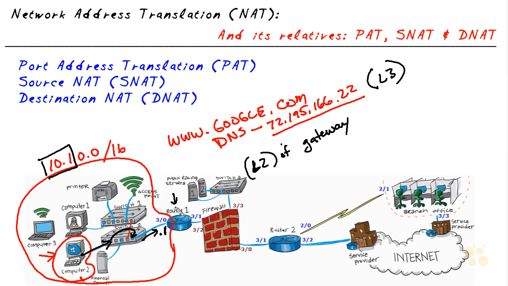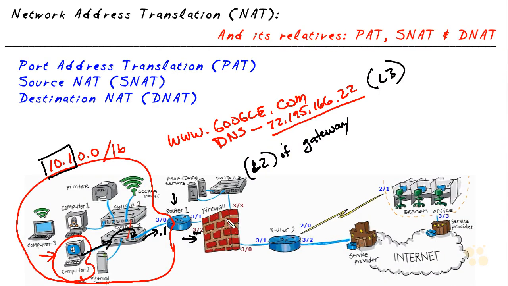So to help accomplish that, router 1 has something called a routing table. So in the routing table, if it knew that to forward a packet to 72.195.166.22, it needed to send it over to the firewall, what the router would do, it would take the packet at layer 3 and it would re-encapsulate it at layer 2 with the layer 2 address of the firewall. And if the router did not yet know the layer 2 address of the firewall, it would go ahead and ARP. On an Ethernet network, it would ARP to discover the layer 2 address for that next hop.